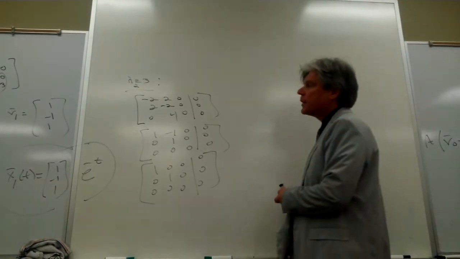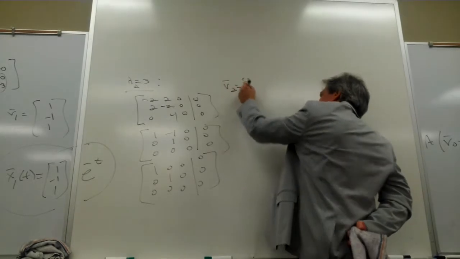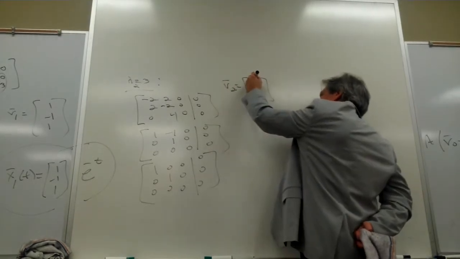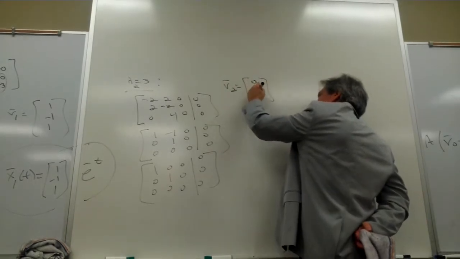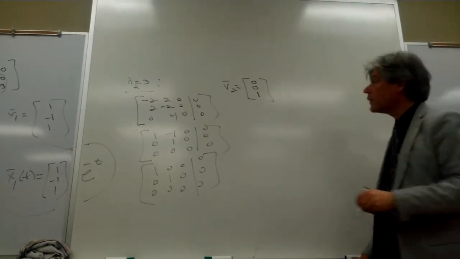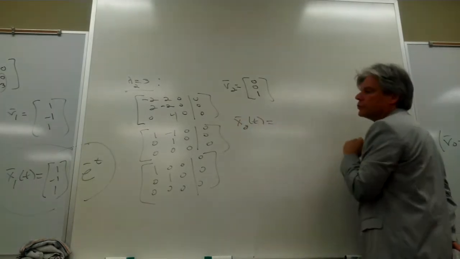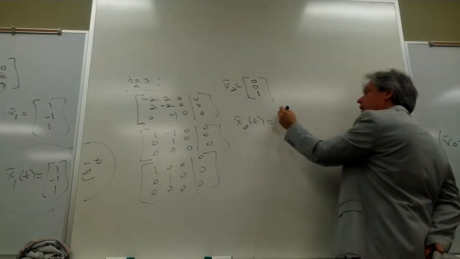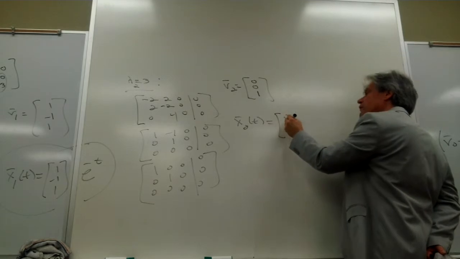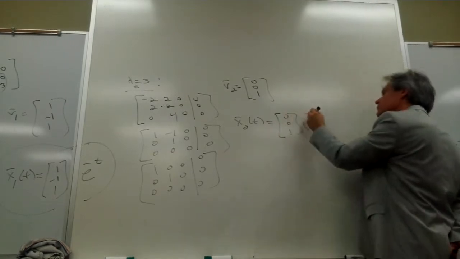So a corresponding, how about V2 bar, could be equal to 0, 0, anything. And how about saying this? Correspondingly, x2 bar of t is equal to, well, I guess it's just V2 bar, which is 0, 0, 1, times e to the lambda t, where lambda was 3.